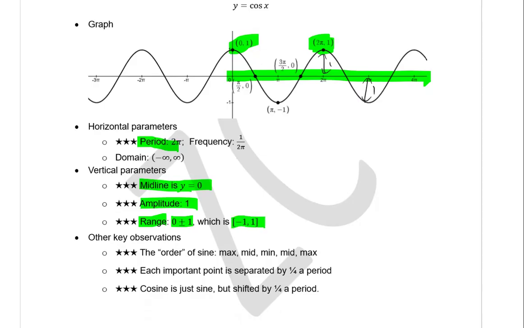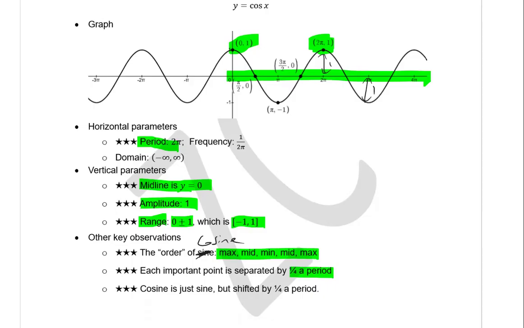All right, now the order of this should be cosine. Sorry, I'll fix that. That's why I'm doing this, I'm pre-screening this once more. Cosine starts from the max, goes down to the mid, down to the min, back up to the mid, and then back up to the max. Okay, I already said that before, re-emphasizing it. Important to know. And again, each important point is separated by a fourth of a period. And if you notice, cosine is just sine, but shifted by a fourth of a period. This helps us as well.